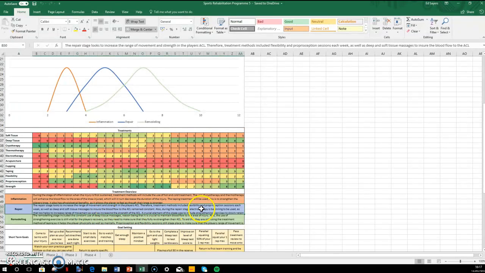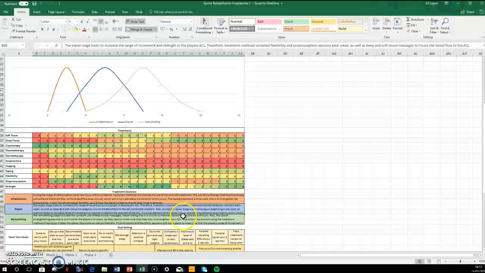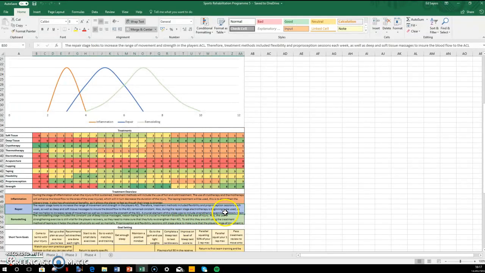And then the repair stage looks to increase the range of movement and strength of the player's ACL. Therefore, treatment methods include flexibility and proprioception sessions each week, as well as deep tissue massages to ensure the blood flow to the ACL remains constant. Also, during the repair stage, electrotherapy is beginning to be used, as this helps to increase the range of movement as well and increase strength of the ACL. A crucial element of this stage was to include strengthening exercise to slowly regain strength in the player's knee.